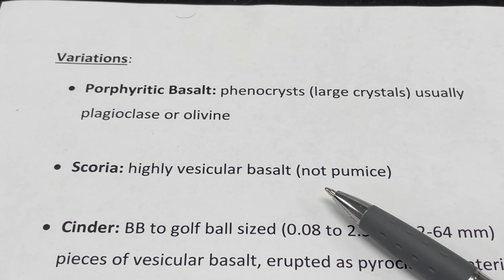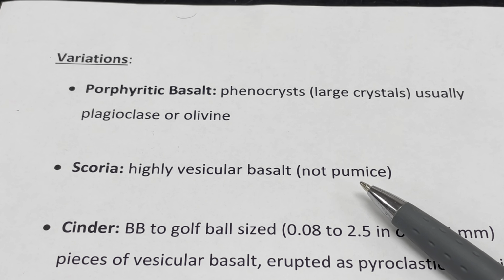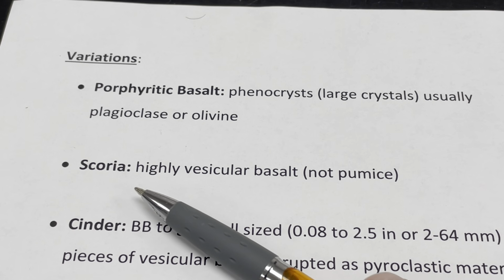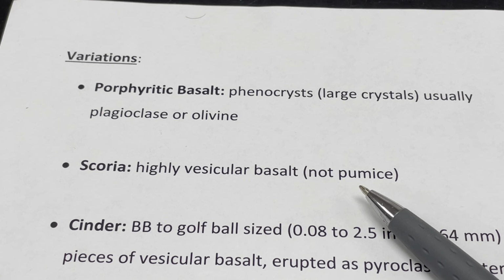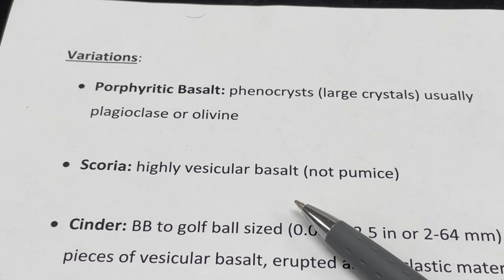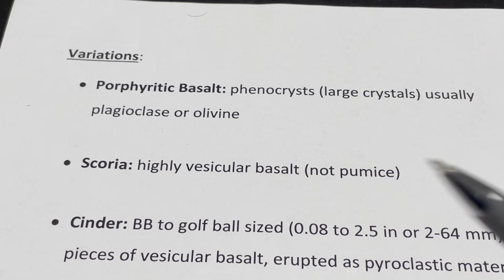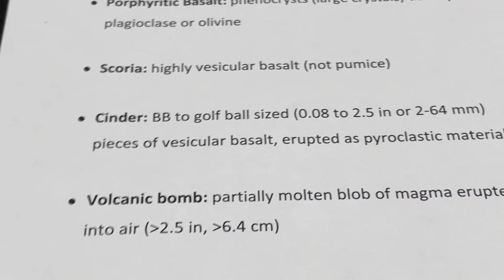But this is different than pumice. Pumice is actually felsic lava. It's from more rhyolitic types of magmas. It tends to be much lighter in color. And so there is a difference between scoria and pumice. Even though the textures are the same, they're coming from different magma bodies and different chemistries.